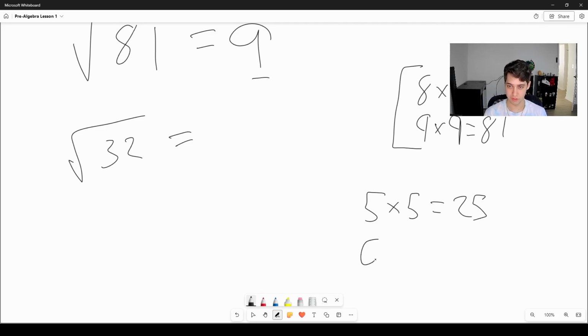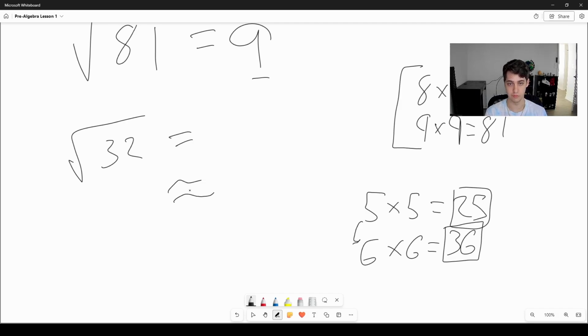Which means next we want to try 6 times 6, right? Using the same concepts we just talked about of finding perfect squares. 6 times 6, well, that's 36. Now we have the number right above it and the number right below it. And we know this because there are no perfect squares in the middle, because 5 and then the next integer is 6. Which means we don't know exactly what the square root of 32 is, but it is going to be approximately, the little squiggly one, approximately 5 point something, right? Exactly what, we don't know.